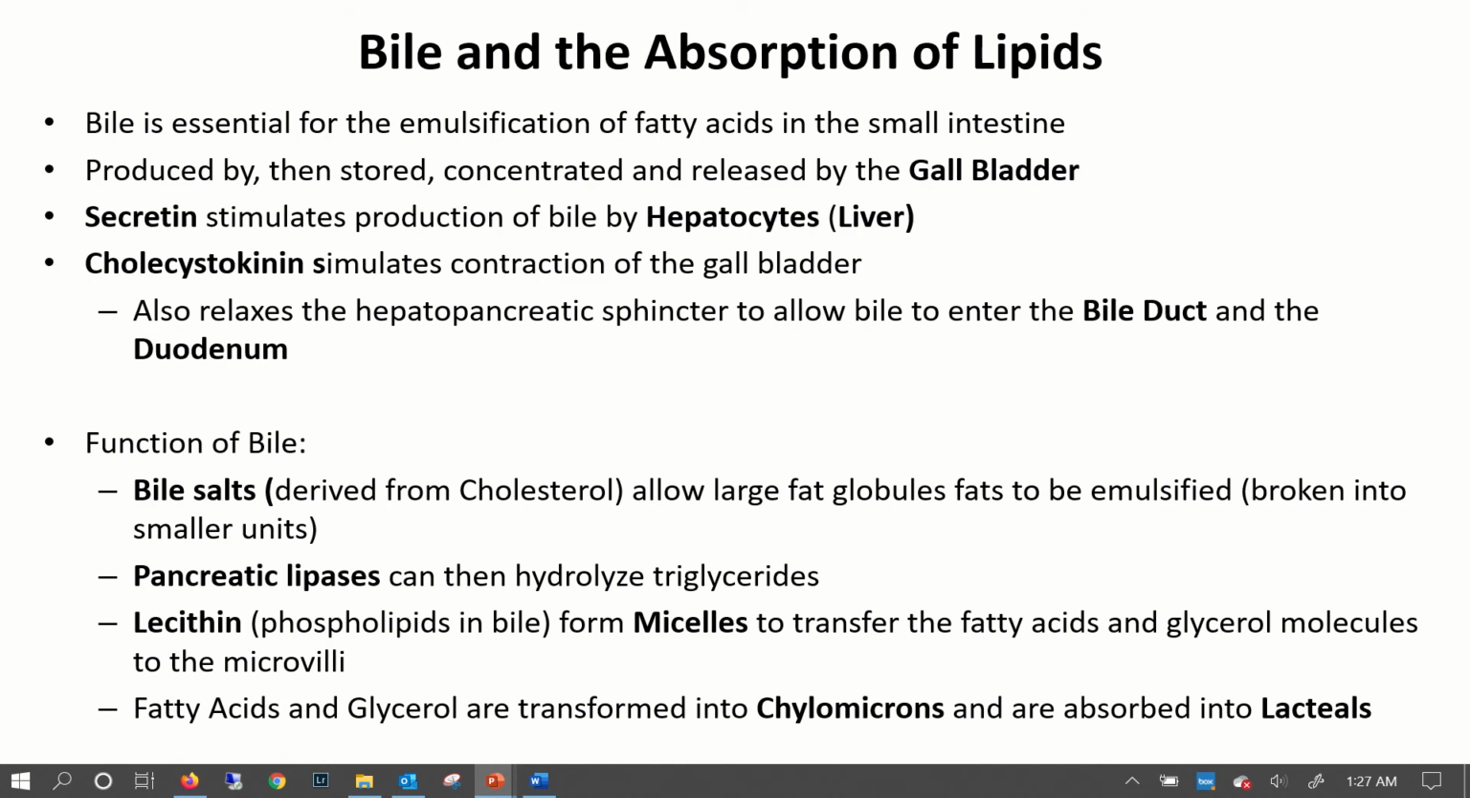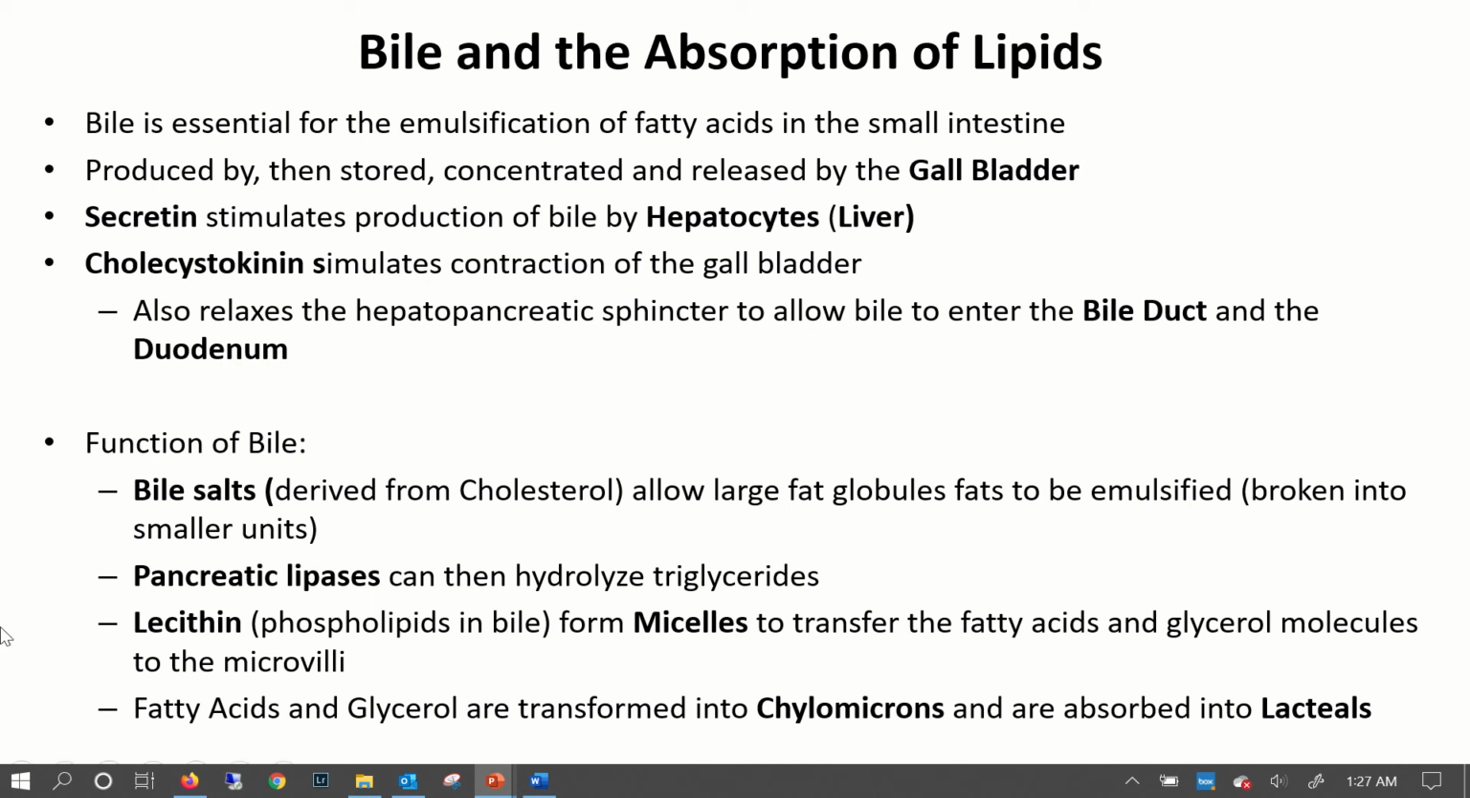And so that's where we talk about bile. We said this at the very beginning of the chapter 25b notes, that bile is essential for emulsification of fatty acids in the small intestine, mixing with watery secretions. Bile is produced, then stored, concentrated, and released by the gallbladder. This is stimulated by secretin, stimulating the hepatocytes to produce it, and cholecystokinin, stimulating the contraction of the gallbladder to release it.